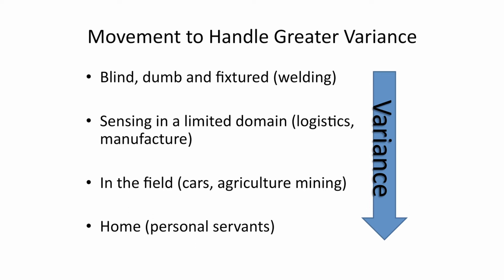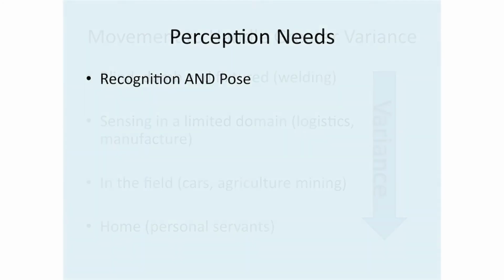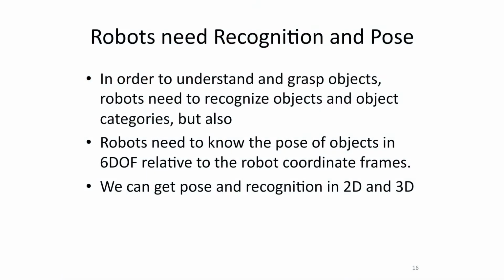So you get to a home, everybody's home is very personalized, and people and pets and babies are fragile. And so, we're starting up with logistics and manufacturing, where you have more limited domains, but we still want to make them more flexible, okay? So the perception needs are recognition and pose, and so it's not enough to know what the object is. We have to know where it is in 3D so that the robot can manipulate it. That's the whole point, right?